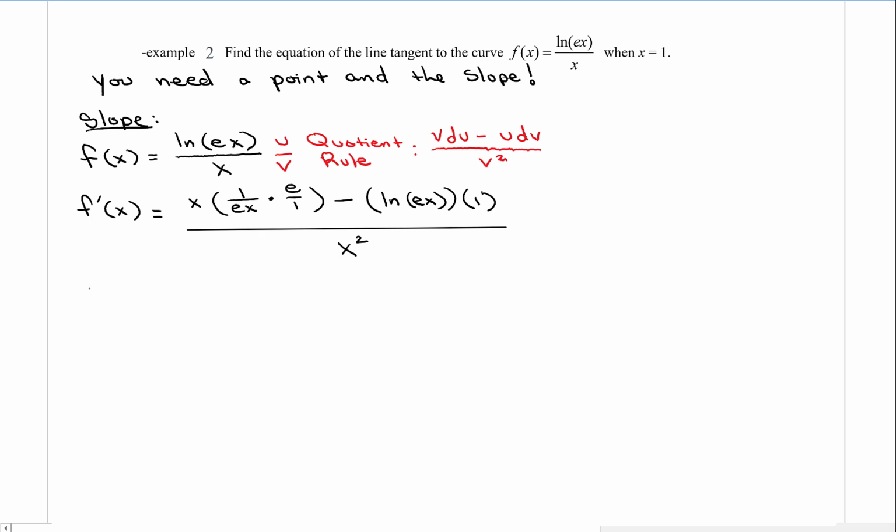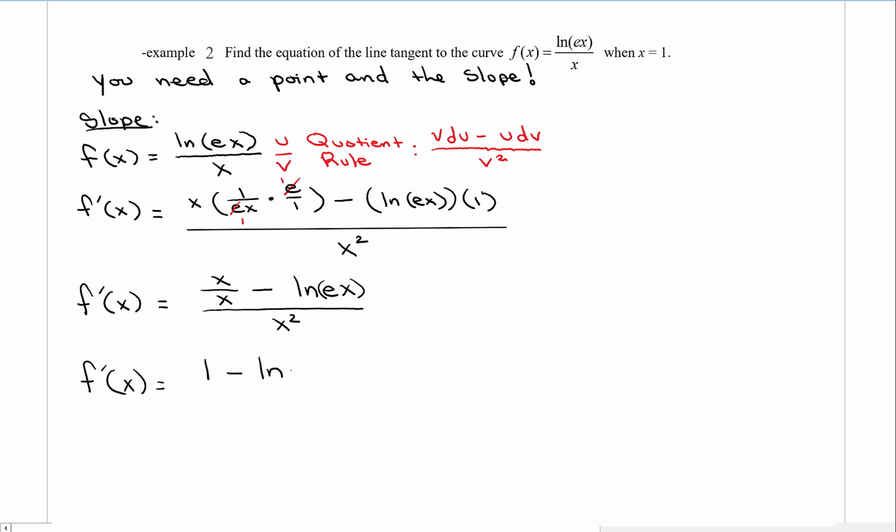F prime of x is going to be equal to, here I'm simplifying, I'm canceling out the e's, and I can divide those out, so I'll be left with x over x, which is just going to be a 1, minus the natural log of, open up a set of parentheses, ex, close the parentheses, all over x squared. F prime of x is going to be equal to 1 minus the natural log of ex all over x squared. So this equation represents the derivative of our function, and it will allow us to find the slope at a specified value of x.